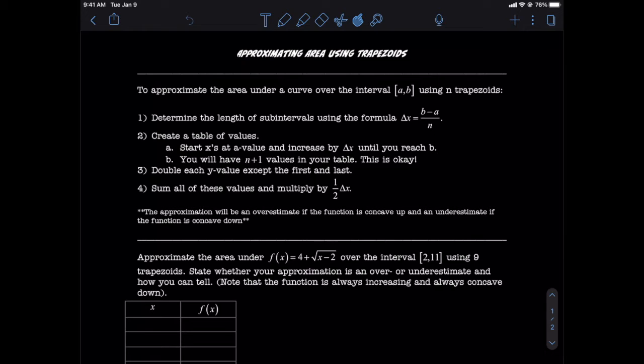The last thing we need to know about here is whether or not the estimation we get is going to be an overestimate or an underestimate for the actual area under the curve. Using trapezoids, we're going to get an overestimate if the function is concave up, and we'll get an underestimate if the function is concave down.